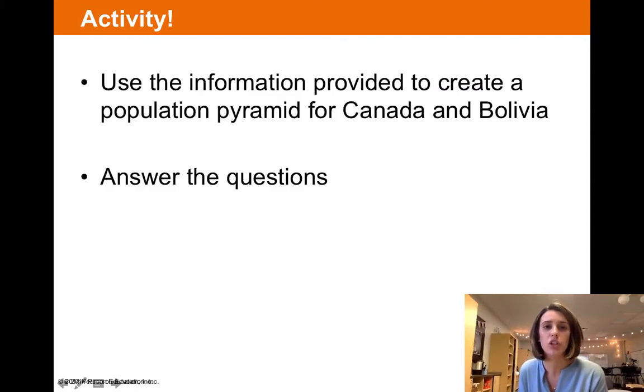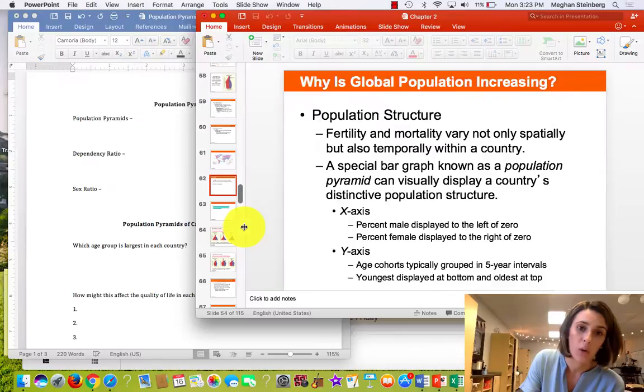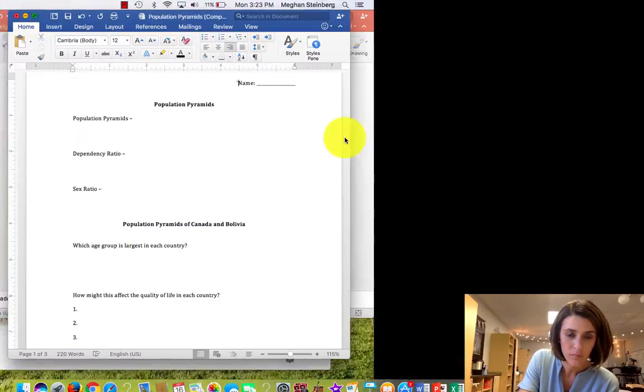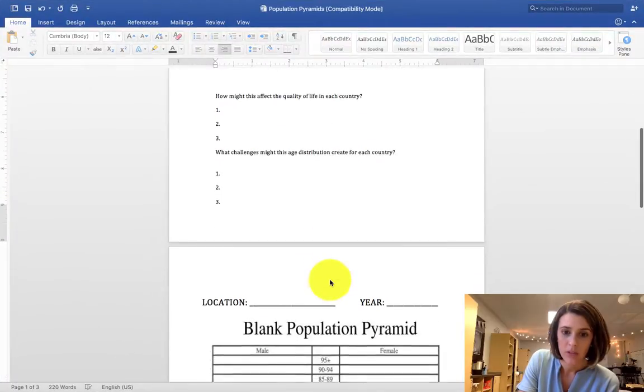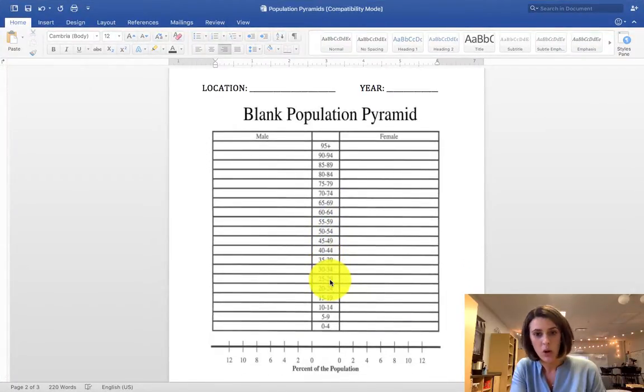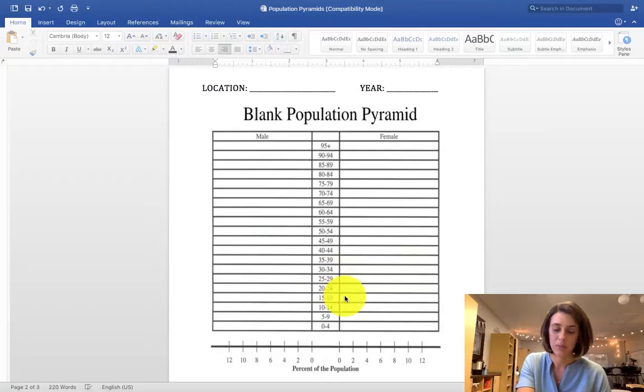Okay, so here's what you're going to do next. You are going to use the information provided to create a population pyramid for Canada and Bolivia, and then you're going to answer the questions that go along with it. So, if we take a look here, this is your blank population pyramid. I've got colored pencils or markers that you can use, or you can use pen versus pencil. It doesn't really matter to me.